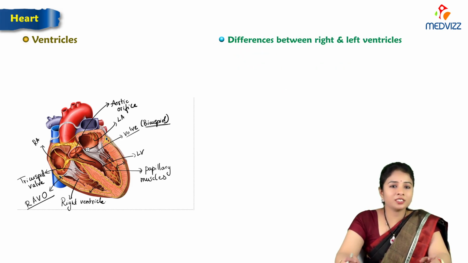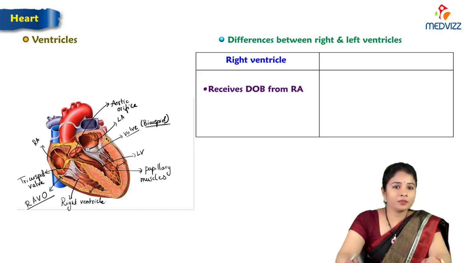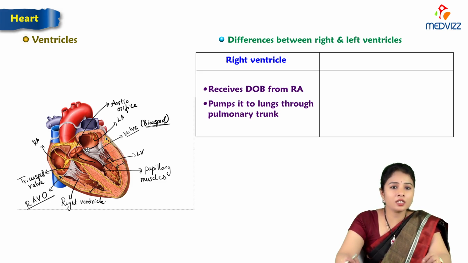Let's see the differences between the right and the left ventricle. So the right ventricle receives the deoxygenated blood from the right atrium and pumps to the lungs through the pulmonary trunk.